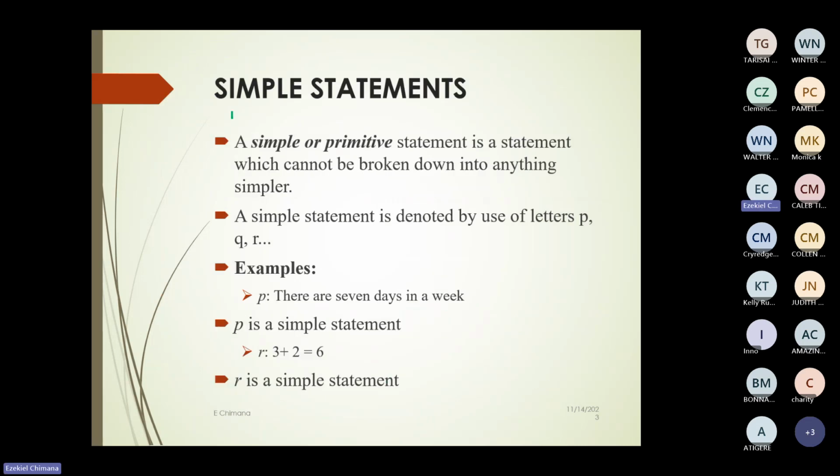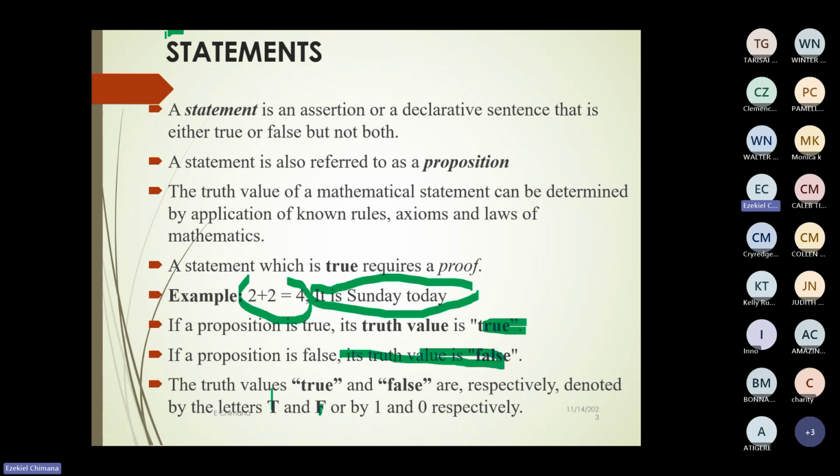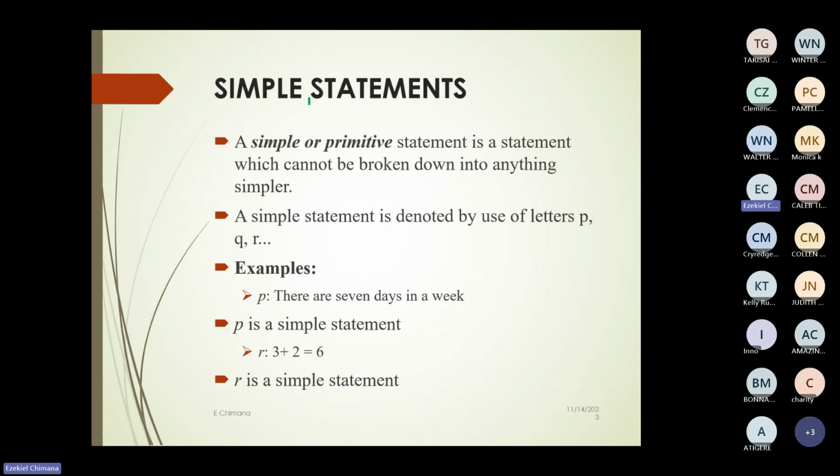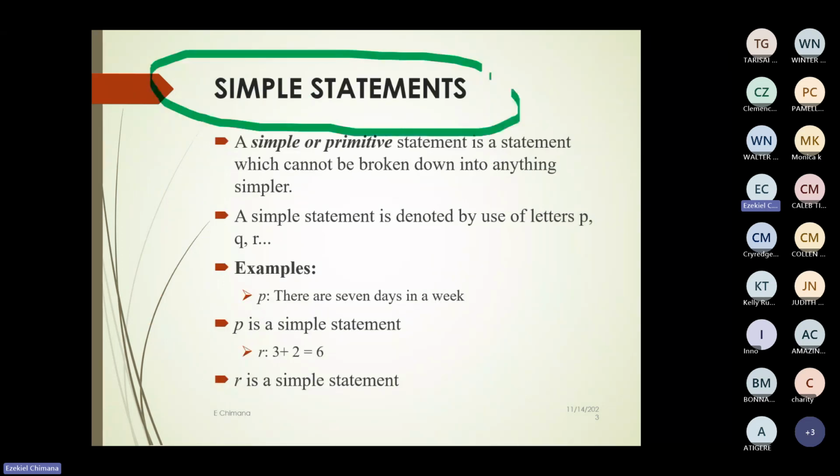Let's look at the simple statement. So we are moving on from the statement, and now we are looking at what we call a simple statement. There's a simple statement as well as a compound statement. A simple statement, or a primitive statement, is a statement which cannot be broken down into anything simpler. In other words, it is already in its simple terms. That's why we call it a simple statement.